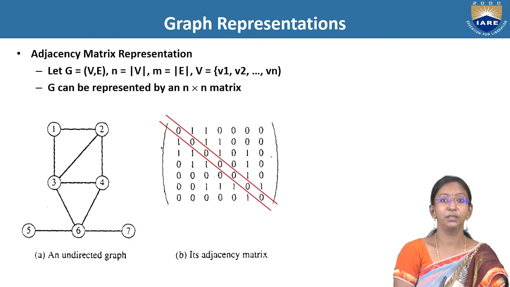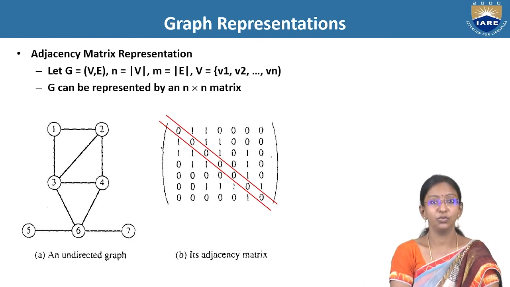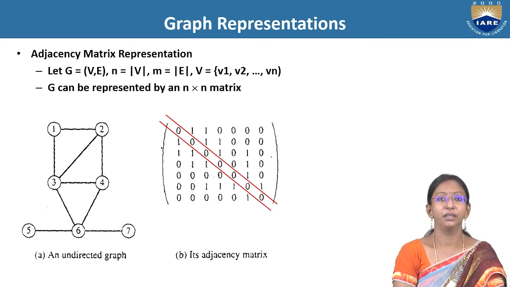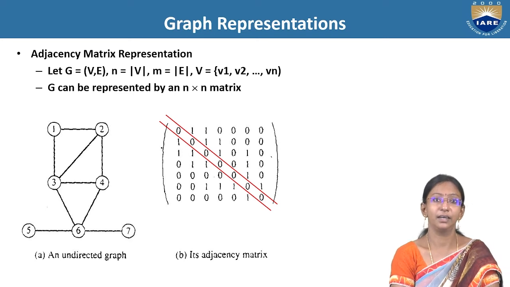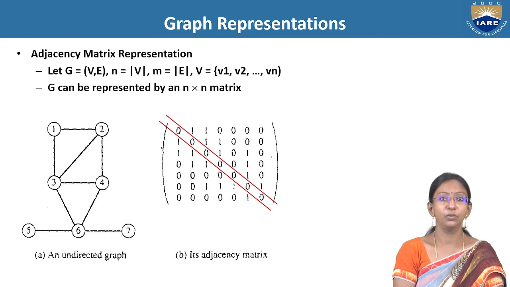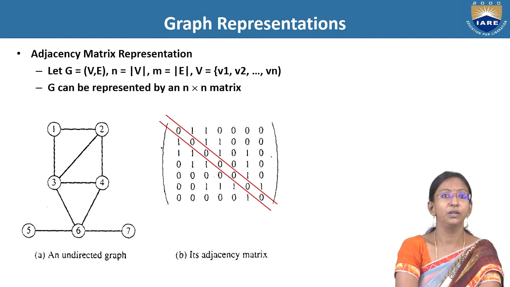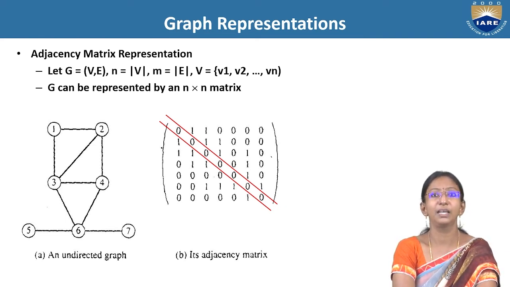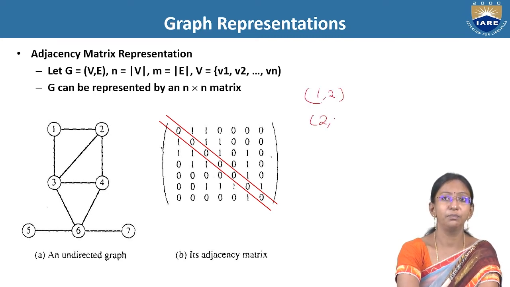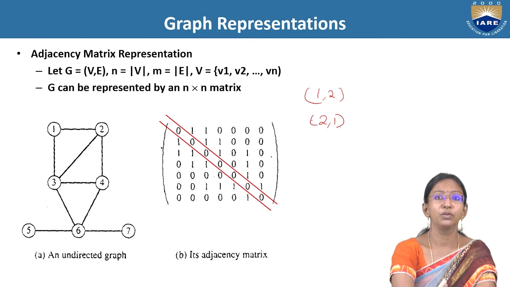Graphs can be represented using matrices as well as linked lists. The graph which I have taken is an undirected, unweighted graph. So if there is an edge between two nodes, I'll represent it with 1. If there is no edge between two nodes, I'll represent it with 0. As it is undirected, if there is an edge between 1 and 2, I can claim that there is an edge between 2 and 1 also. So this will be symmetric in nature.